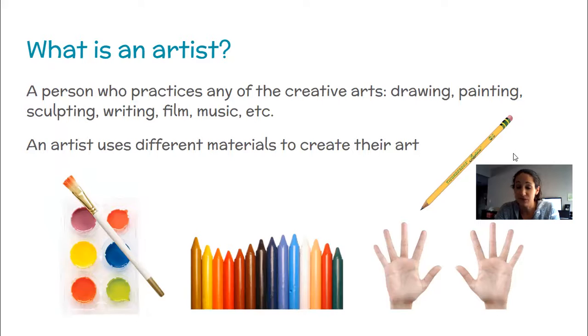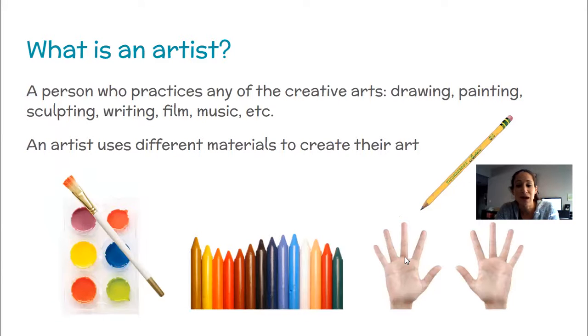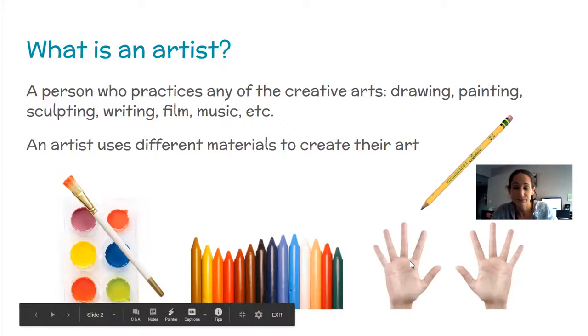An artist uses different materials to create art. So I put different things on here. So I put a pencil, that's basic. I put some crayons, I put some paint, and I also put hands because a lot of times artists like to use their hands to create art for sculpting or even to write or to draw. You need your hands basically. A lot of people need their hands to do art, right?